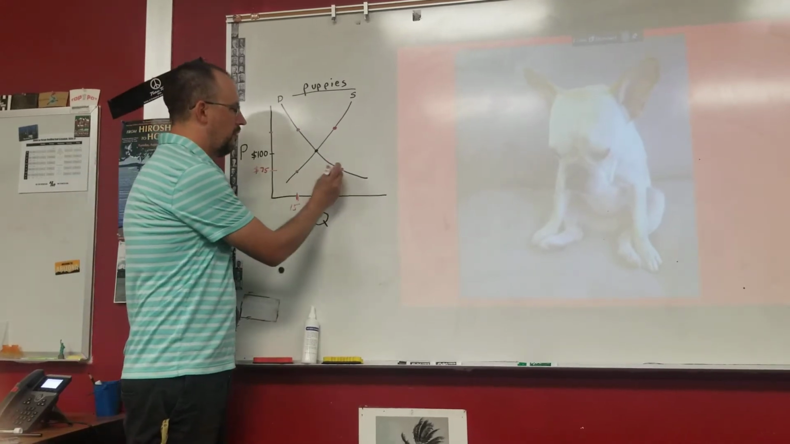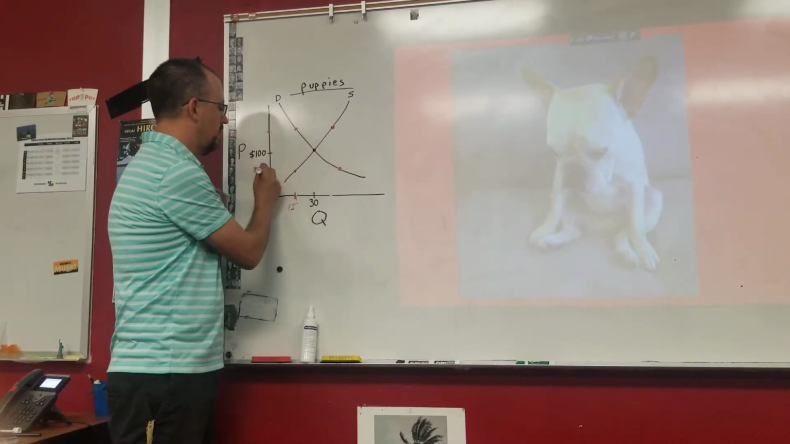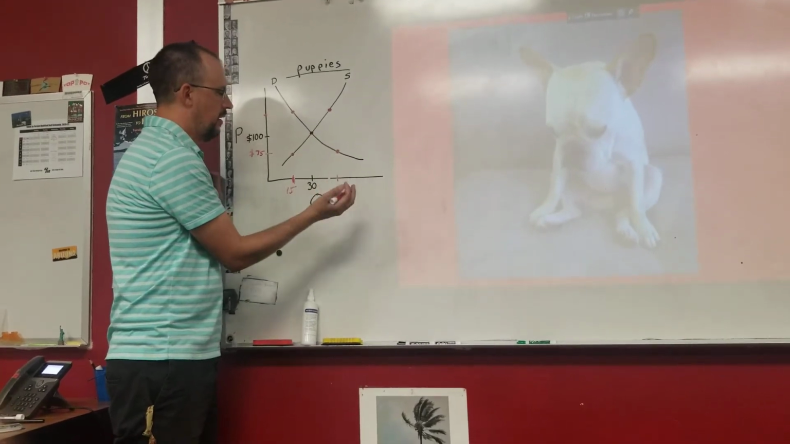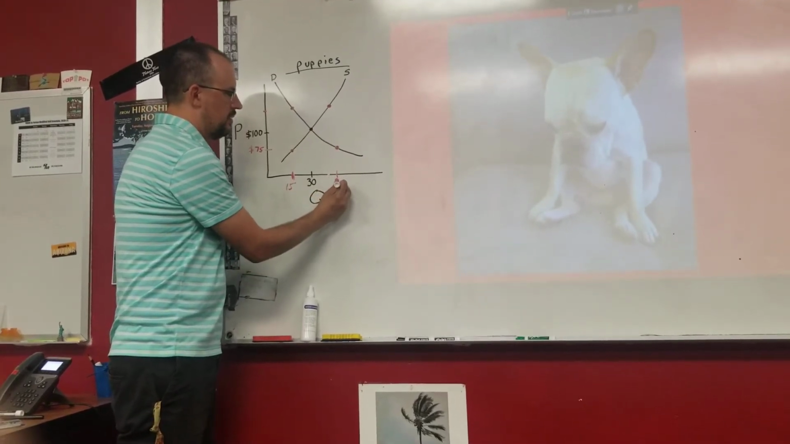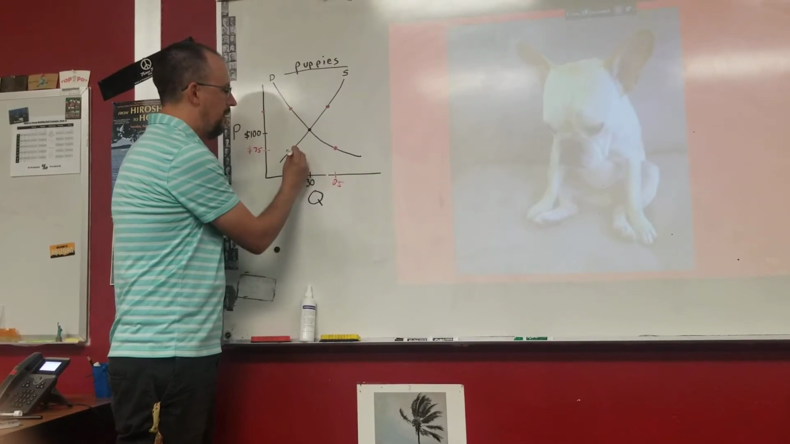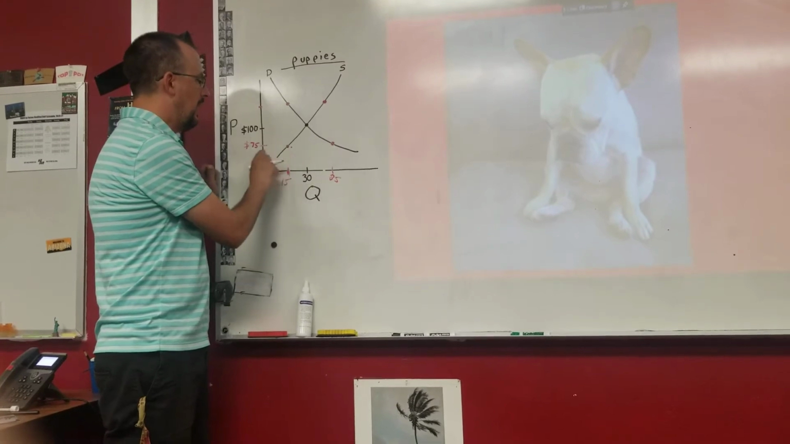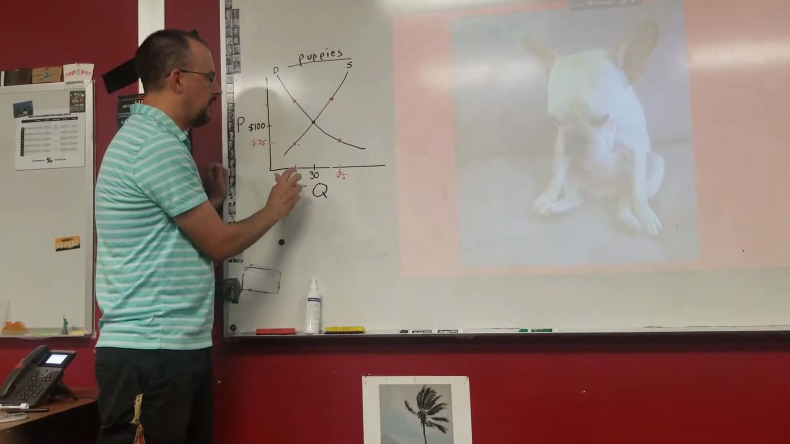And then for demand, we have to look at where we hit the demand curve here. And now let's say this is 85 puppies. So now I have a demand of 85 puppies. I have a supply of 15 puppies.